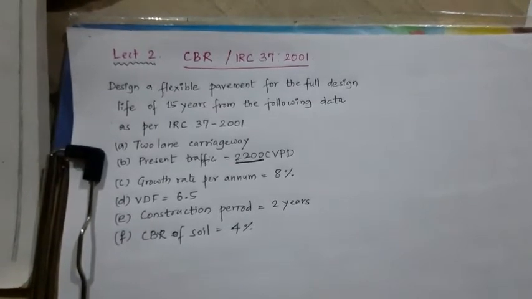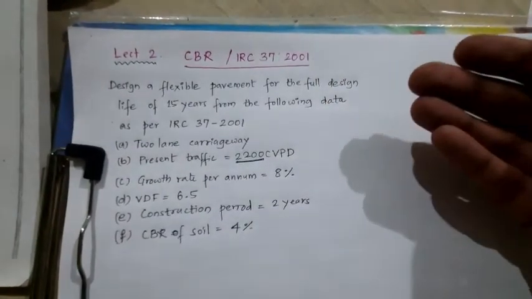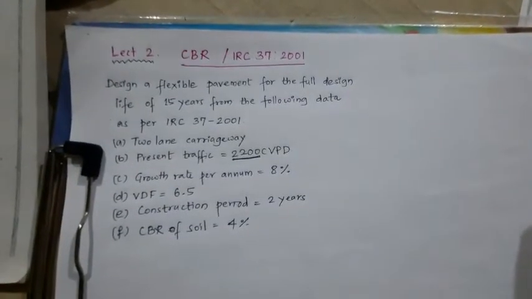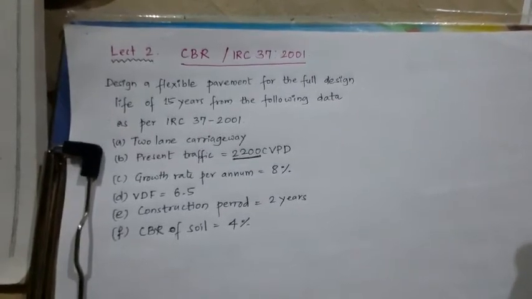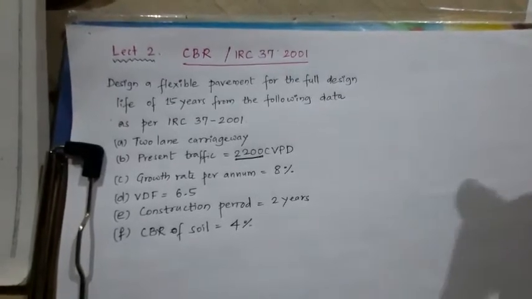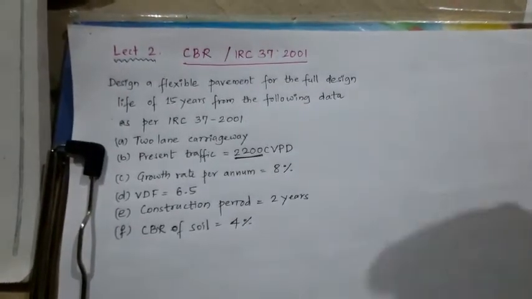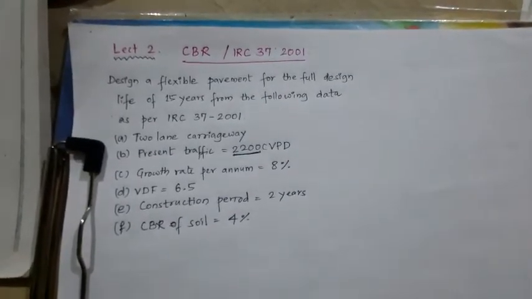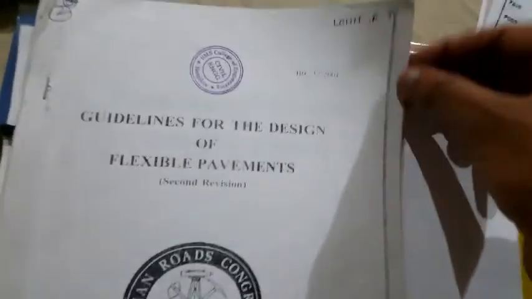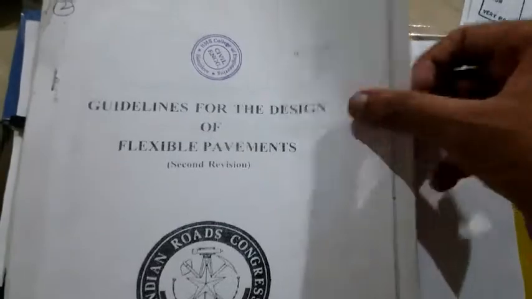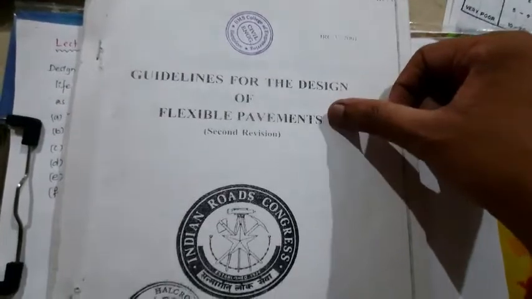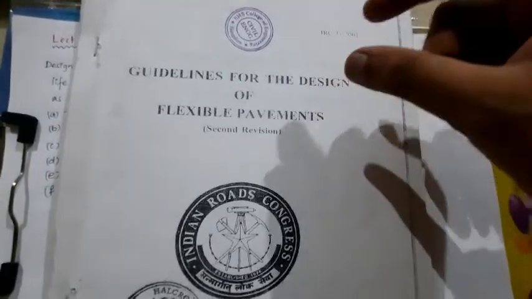pavement. As you see in the problem here: design the flexible pavement for a design life of 15 years for the following data by using IRC 37 2001. It was already updated in 2012, but as per your syllabus we have the IRC 37 2001 edition. So according to that, we have to refer to the code IRC 37 2001. It gives the guidelines on how to design flexible pavement by using the CBR.